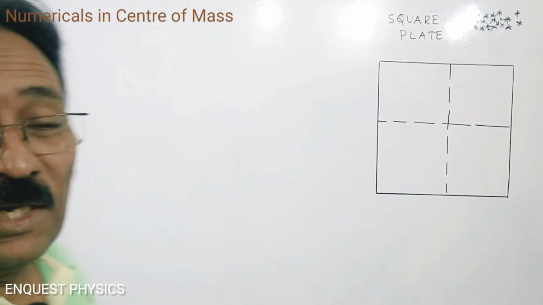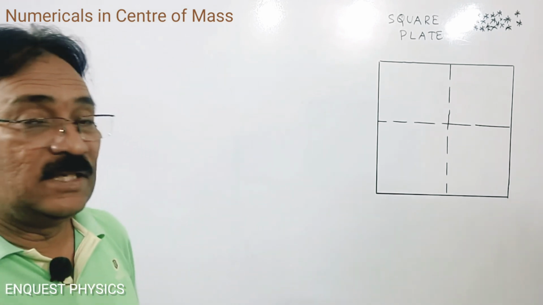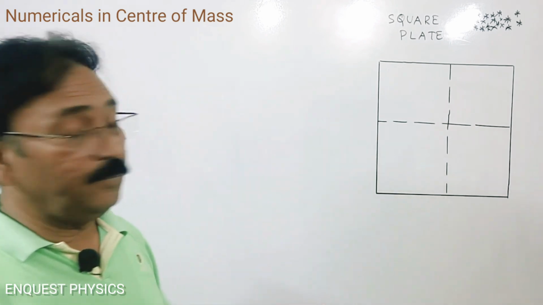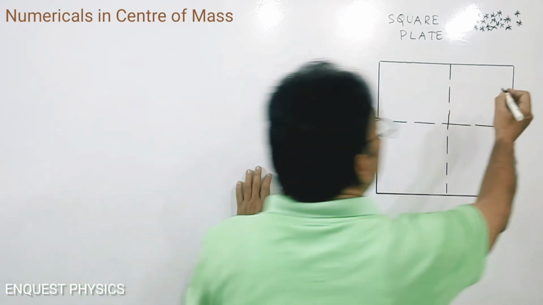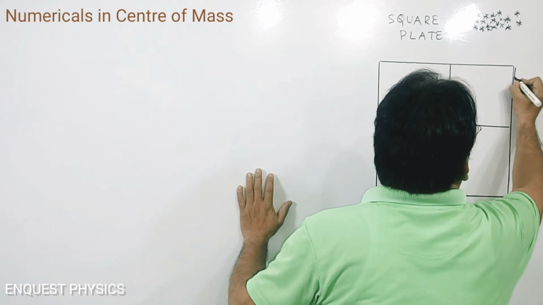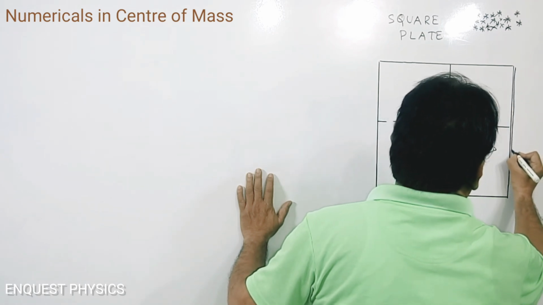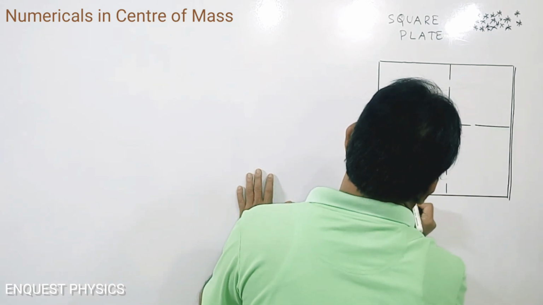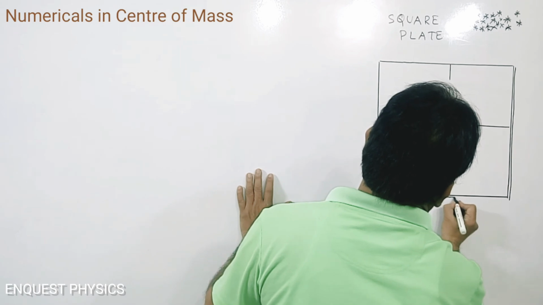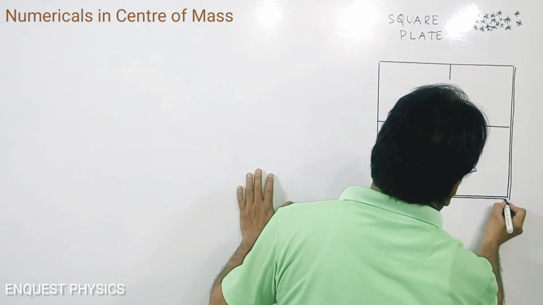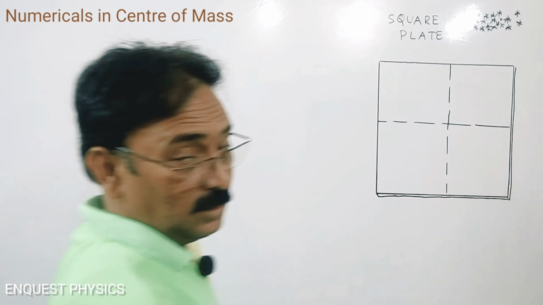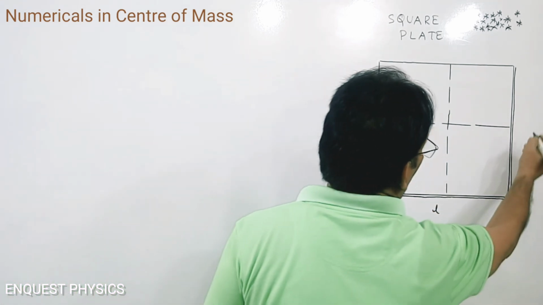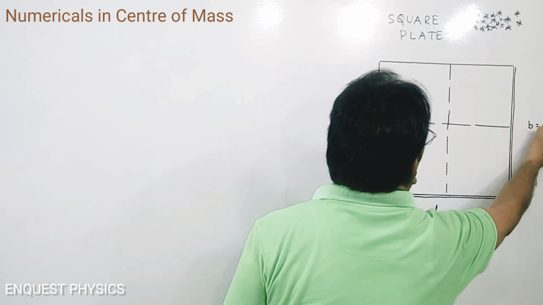Okay, students, let's do one more example which is on the same concept. Here this time, instead of the circular plate, we took a square plate, students. Let's say the square plate has uniform thickness and is made of a material of the same density. Say the square plate has a length of L and its breadth is also equal to L.